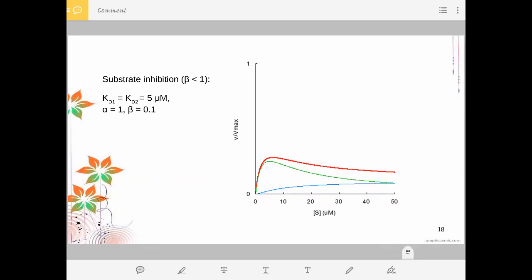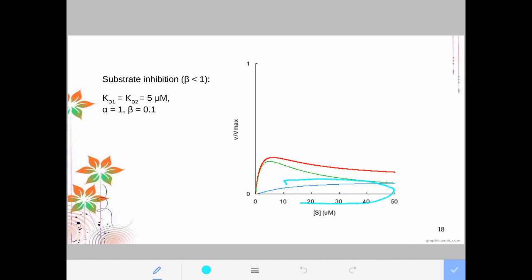And then how about substrate inhibition? So as you can see, the effect is actually very low. If you have substrate inhibition, there is almost very low activity of the enzyme.